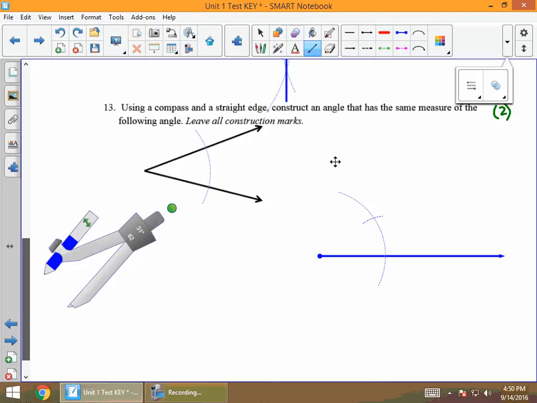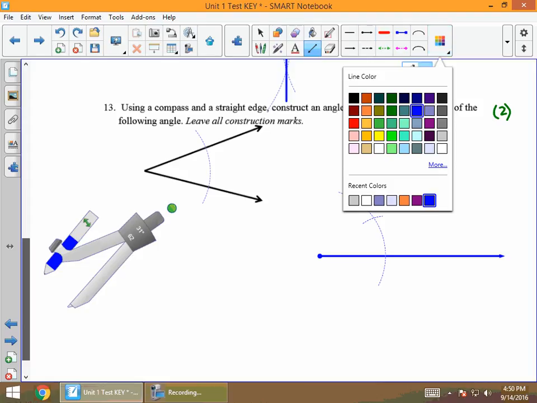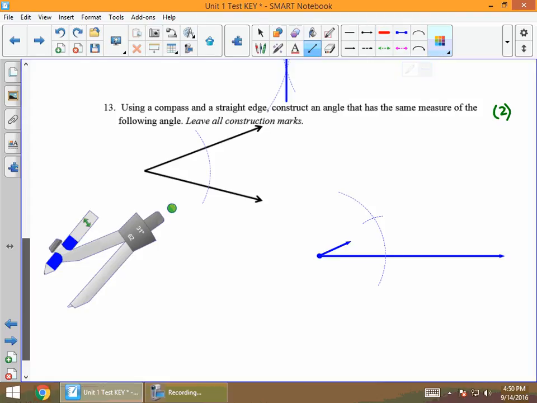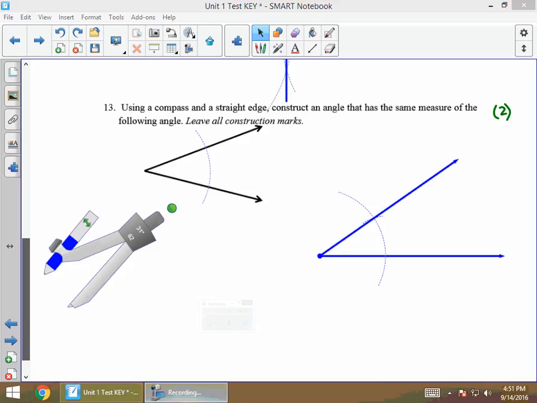And in order to finish this up, I just put another ray in there. Starts at the same endpoint, goes right through that construction mark, and goes on and on and on. What I was looking for there, the construction marks, I wanted to make sure that you had the same arc on the given angle and your new angle, and then that you were measuring back across that arc to find the point where it's going to cross and go through. So hopefully this has been beneficial for you, and that is the end of the Chapter 1 test.